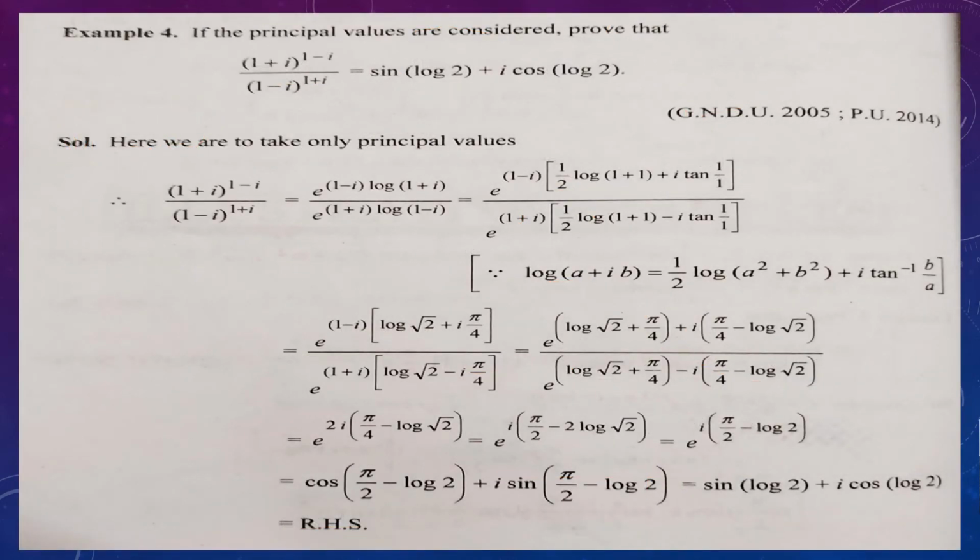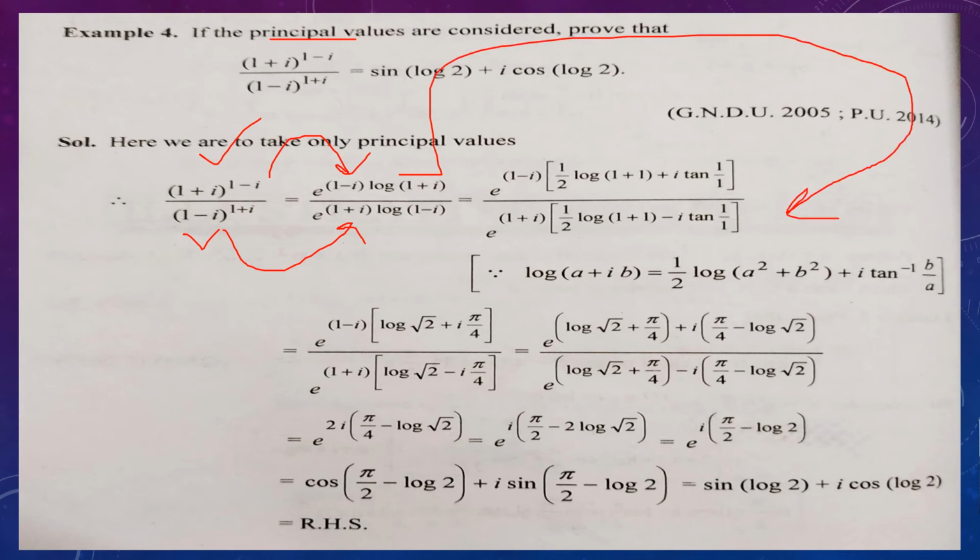Now this is again a question. The next, find principal values only. We will take small log here. In the numerator and denominator, we are applying the exponential form separately. So first of all, you must know about its polar form. You can also use this formula: log of a plus iota b can be written as 1 by 2 log of a square plus b square plus iota tan inverse b by a. So we have applied this formula here, in the numerator and denominator.